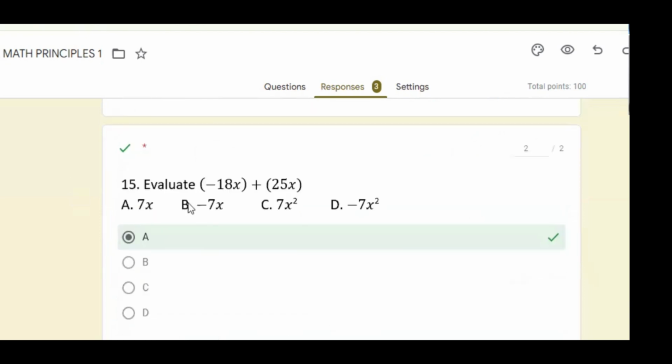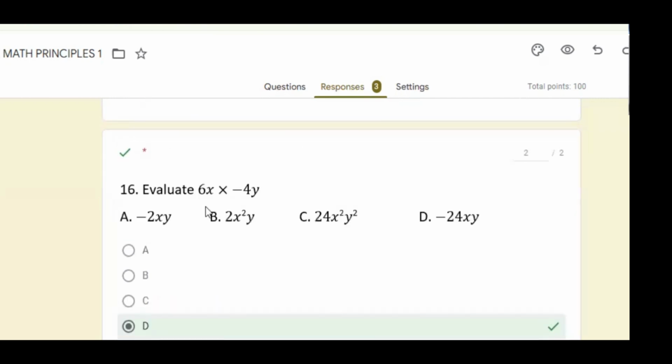So number 15. Negative 18x plus 25x. What do you have? We are owing 18x and we have 25x. Since we have enough, we will just give them what we have. That will leave us with 7x. That's correct.